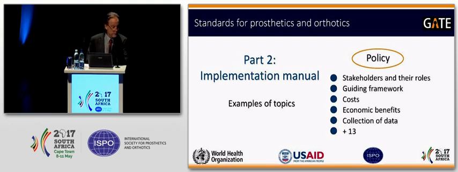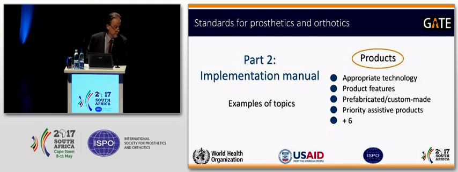In the products chapter, appropriate technology is discussed, how to evaluate that, product features, basic, intermediate, and advanced product features are discussed, prefabricated, custom-made products, and priority-assisted products, as Chapal talked about, and then another 6 topics in that chapter.